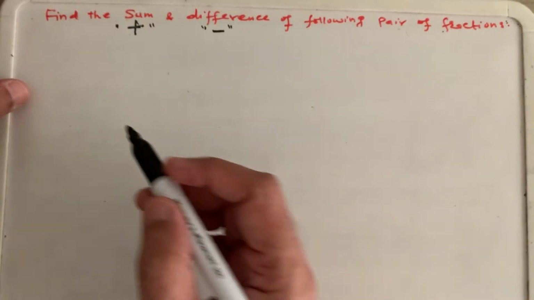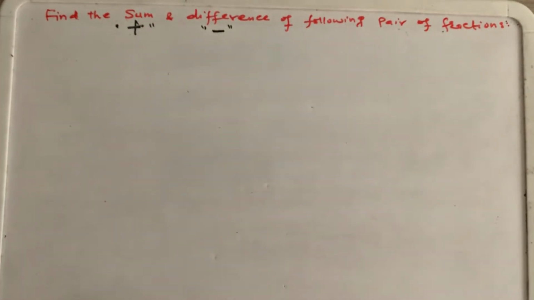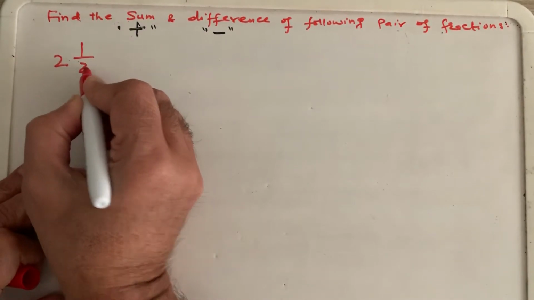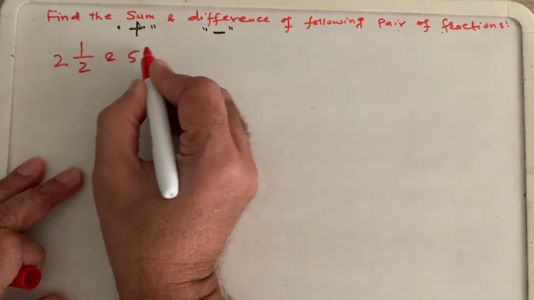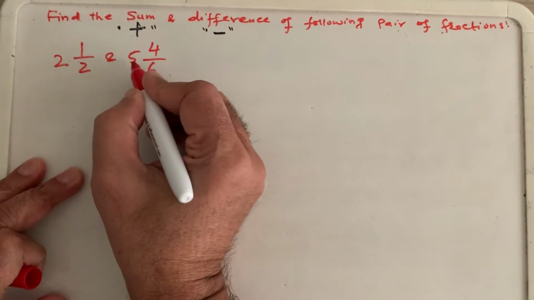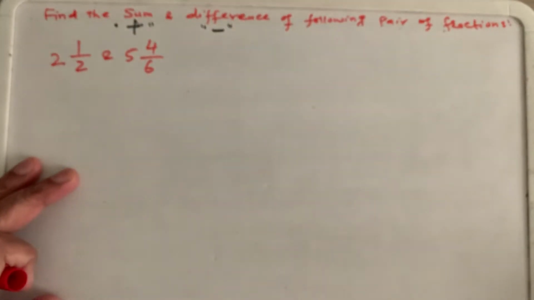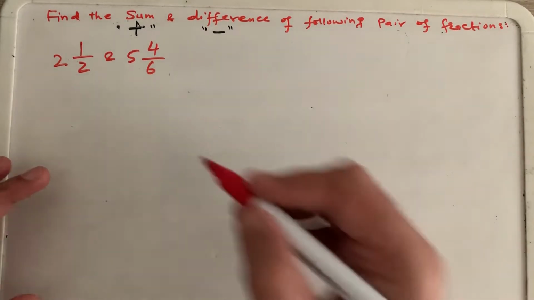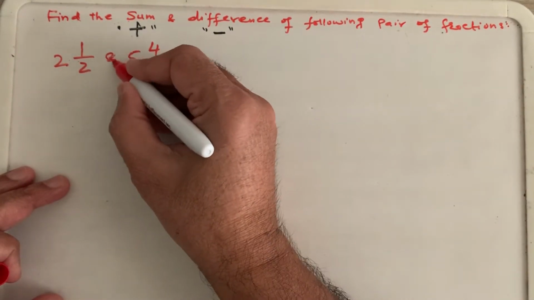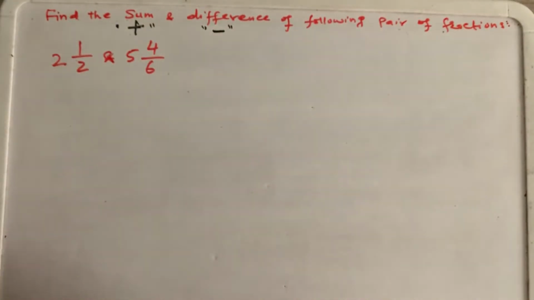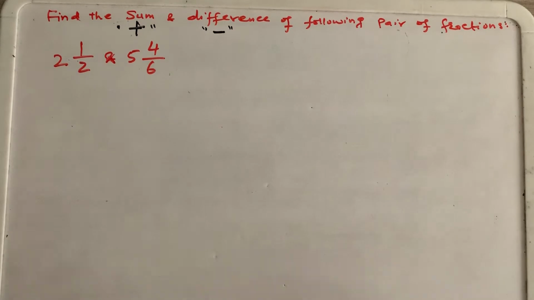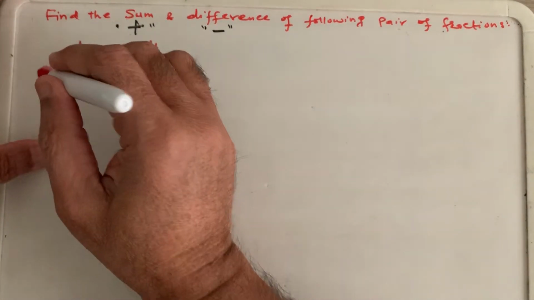the fractions. And the first pair is 2 and 1/2 and 5 and 4/6, right? So we learned how to convert these mixed fractions into improper fractions. And we learned that there are two ways of adding and subtracting these fractions. If it is a mixed number, you can add the whole numbers first. What are the whole numbers here? I have two whole numbers here.